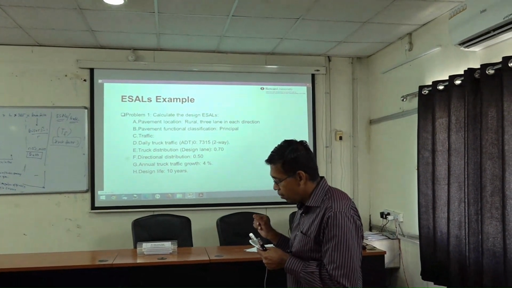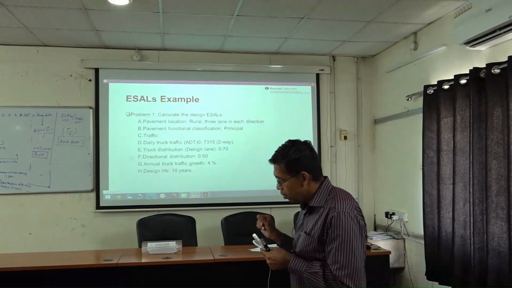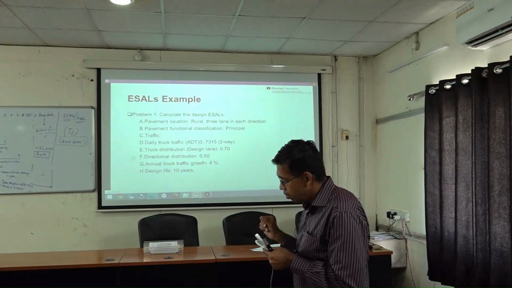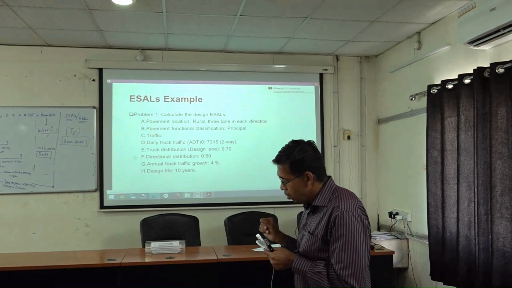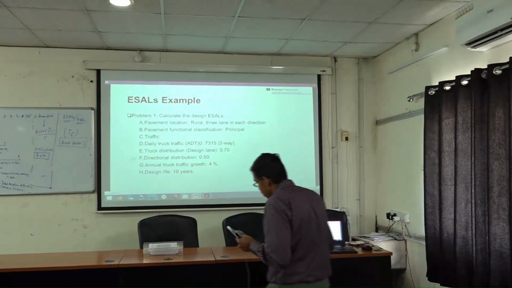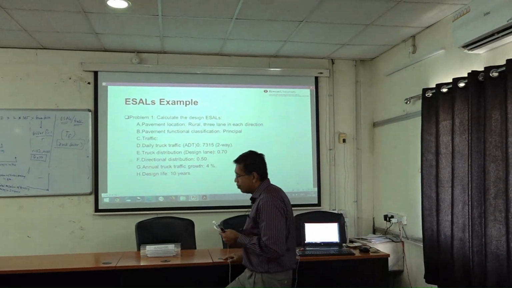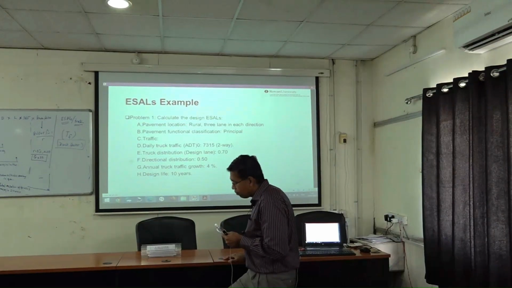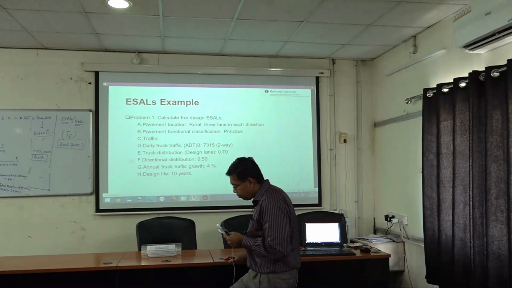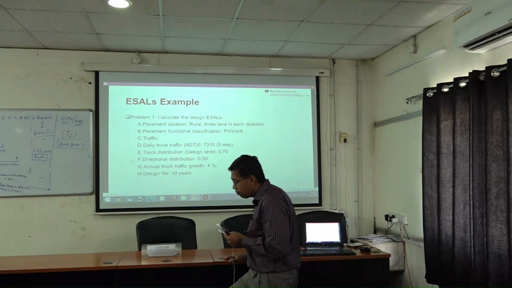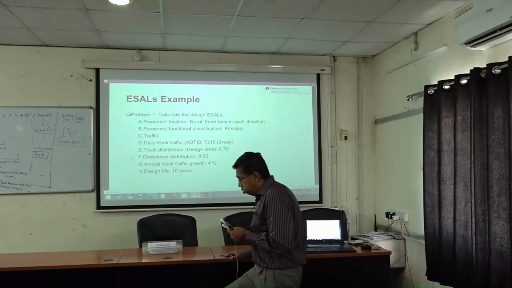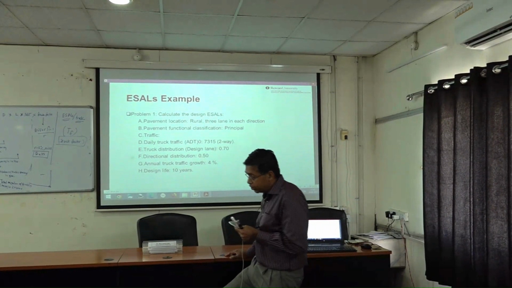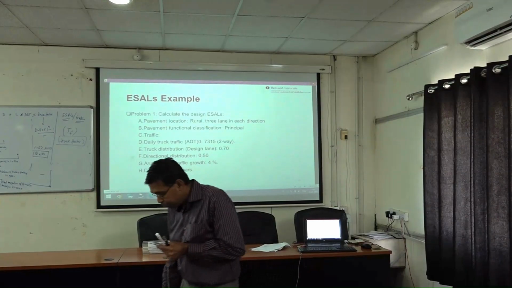Yes, sir. We are assuming this 4% constant growth, but depending on the development taking place in a particular area, this growth may vary. So if this is, let us say, 5%, the number of repetitions the pavement is going to survive for 20 years will be reduced. Within 15 years the pavement will fail.